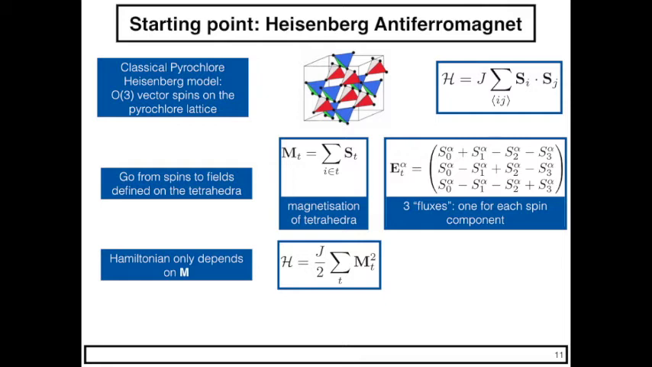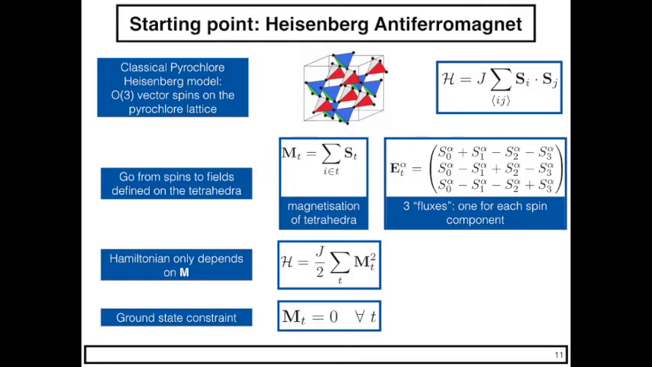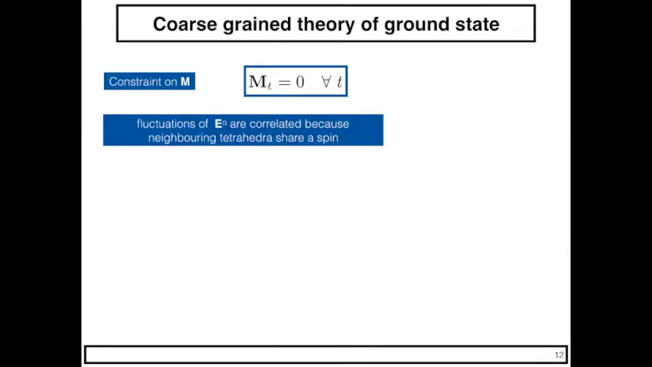Written in these terms, the Hamiltonian only depends directly on M, with the result that in the ground state M must vanish on every tetrahedron. The fluxes E, meanwhile, are free to fluctuate. To construct a low-temperature theory of the system, we need to think about how to deal with those fluctuations in the presence of the strong constraint that M must vanish everywhere. Fluctuations of E are correlated because neighbouring tetrahedra share a spin, so the fluctuations of E have to coordinate in space in order to avoid inducing violations of the M=0 constraint on their neighbouring tetrahedra.